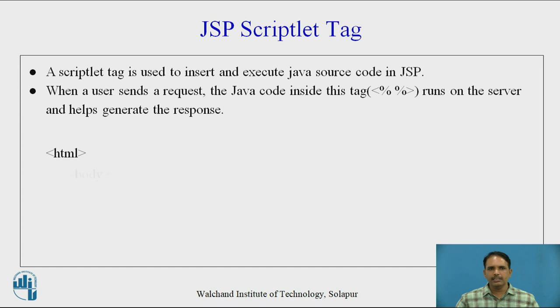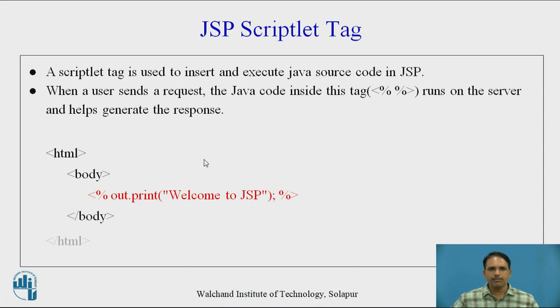The first one is JSP scriptlet tag. The scriptlet tag is used to insert and execute Java source code in JSP. So when user sends a request, the Java code inside this particular tag, that is angular bracket percentage is the opening tag and percentage angular bracket is the closing tag. So whatever Java source code that we write in between will get executed. This particular tag contains a Java code that runs on the server and helps in generation of response.